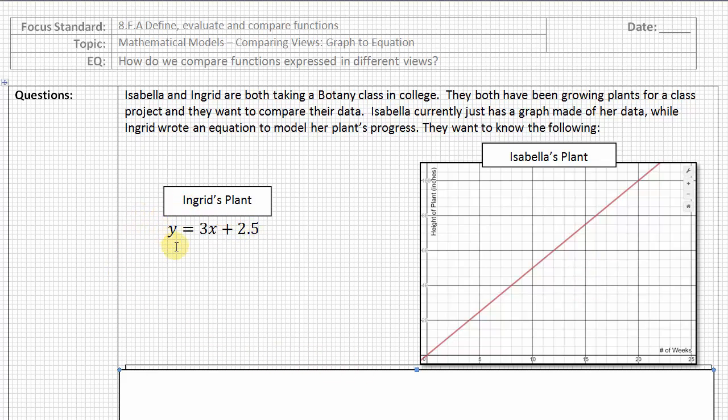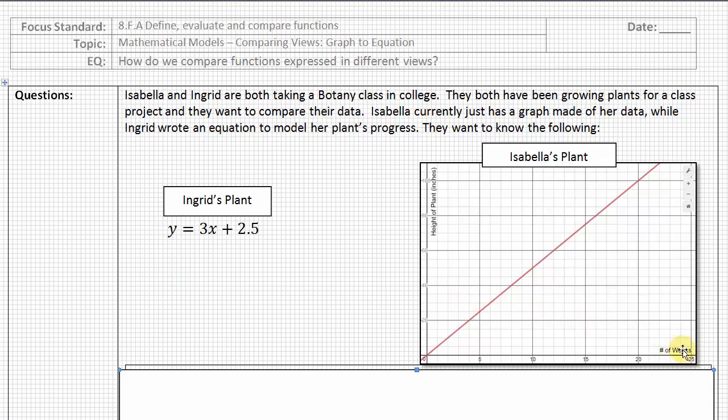So while we don't quite know a whole lot, we should recognize this formula as being the slope-intercept form, y equals 3x plus 2.5, so we should be able to start to glean some information about Ingrid's plant. How tall was it when it started? How fast was it growing? With Isabella's, we know more about what her x and y mean because it's on a graph and it's labeled, and Ingrid right now does not have her variables defined, and she should.